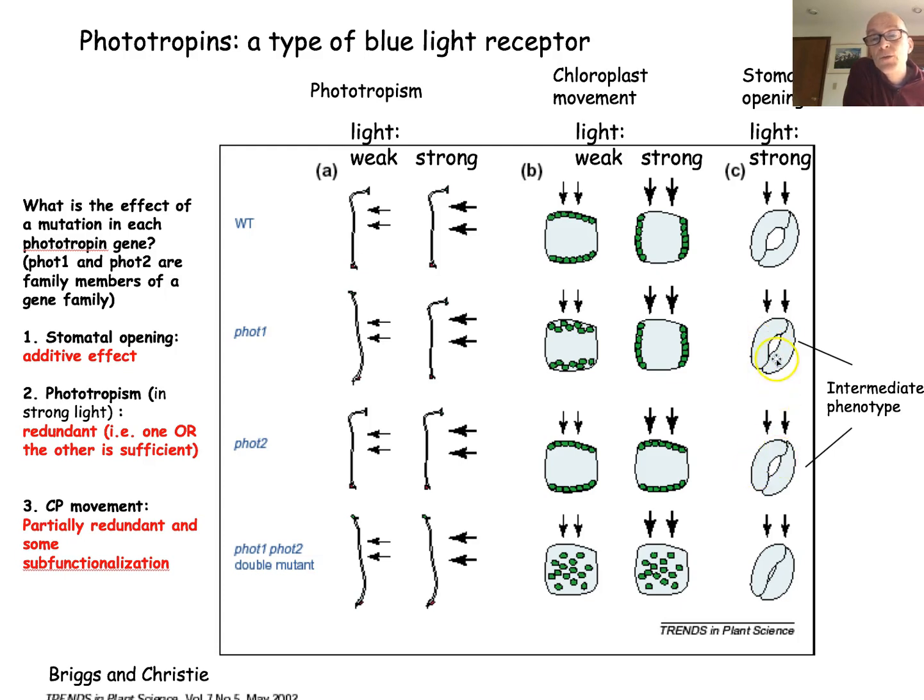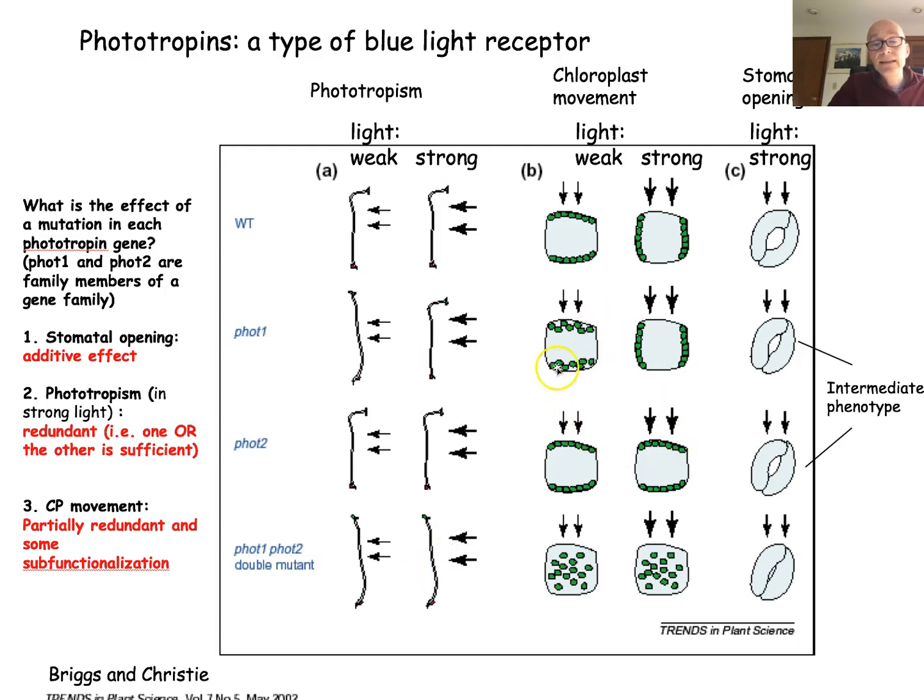So each of these two genes has an additive effect. Both of them together give you the full function of opening, and each of them by themselves only gives you part of it. The phototropism in strong light is an example of clear redundancy. Genetic redundancy means that you have one and that's good enough. If that one's broken, the other one is still there and will provide the function. They're redundant to each other. But if you knock them both out, the function is gone.